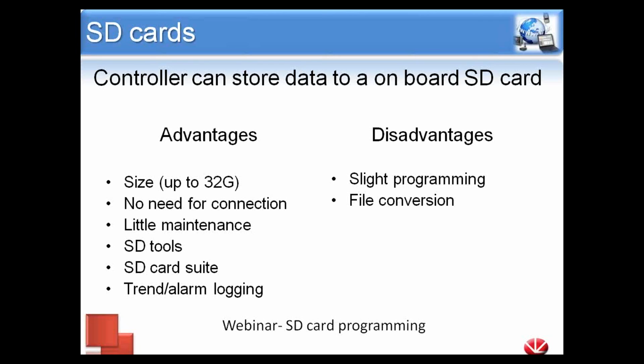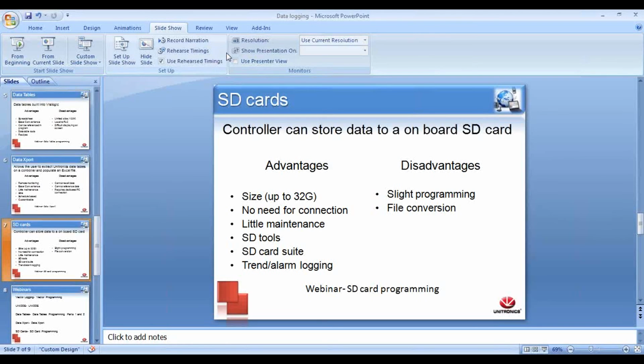The disadvantages to SD card logging is that there is slight programming involved. And we must perform file conversion to view certain file formats from the data logging. So we have to use SD card suite to convert the files. At this point, I'd like to do an SD card example.